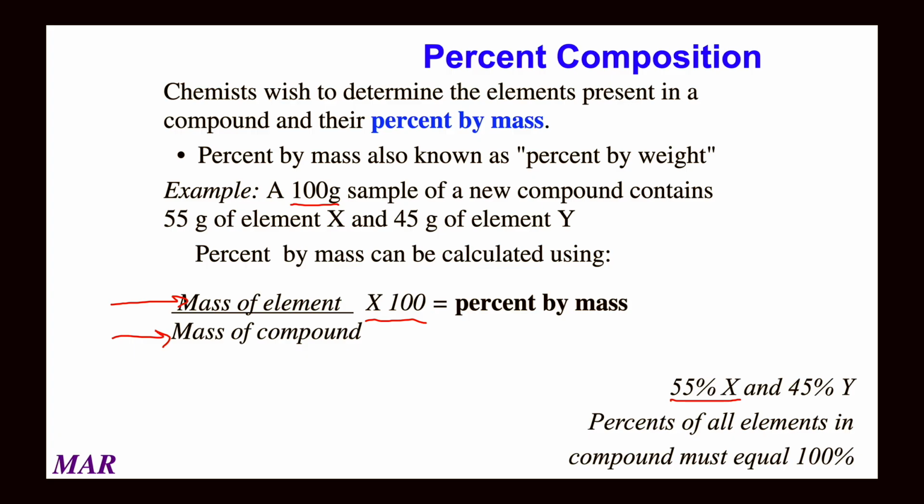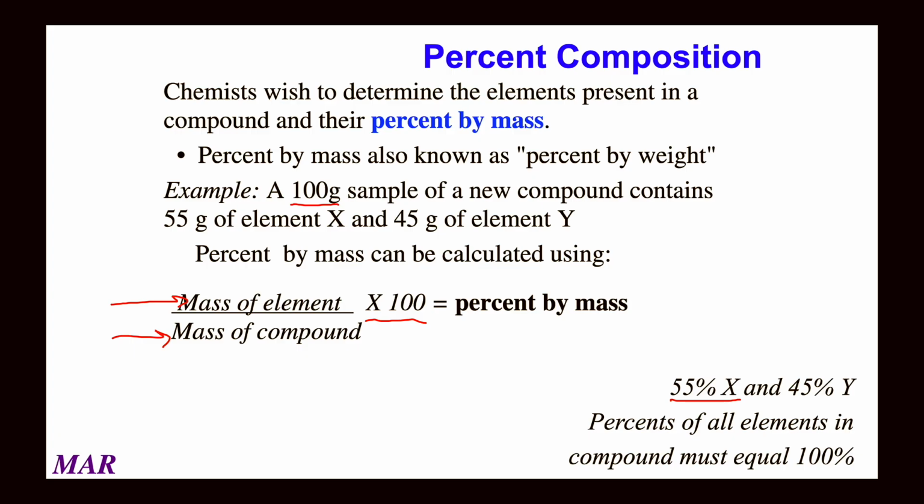And you could do the same thing for Y. You'd have on the top grams of what you're looking for, which is the Y, 45 grams. Grams of everything on the bottom, 100, times 100%, 45% Y. Now, all the percentages together should be equal to 100 or very, very close. In this case, you can see it's 55 plus 45, which is 100%. That's good. That's a nice way to check yourself when it comes to these.